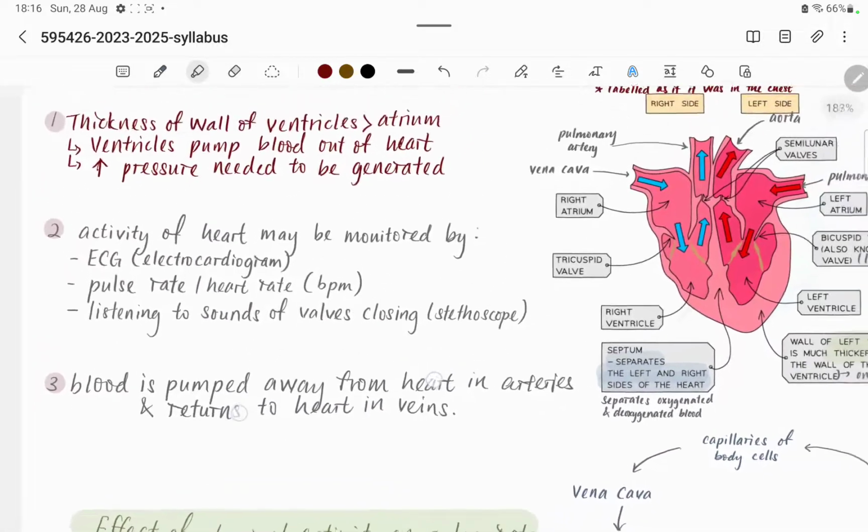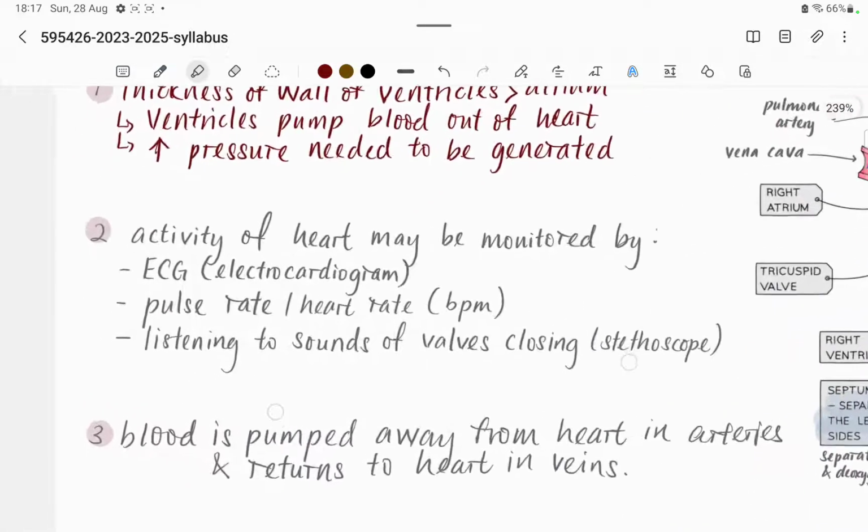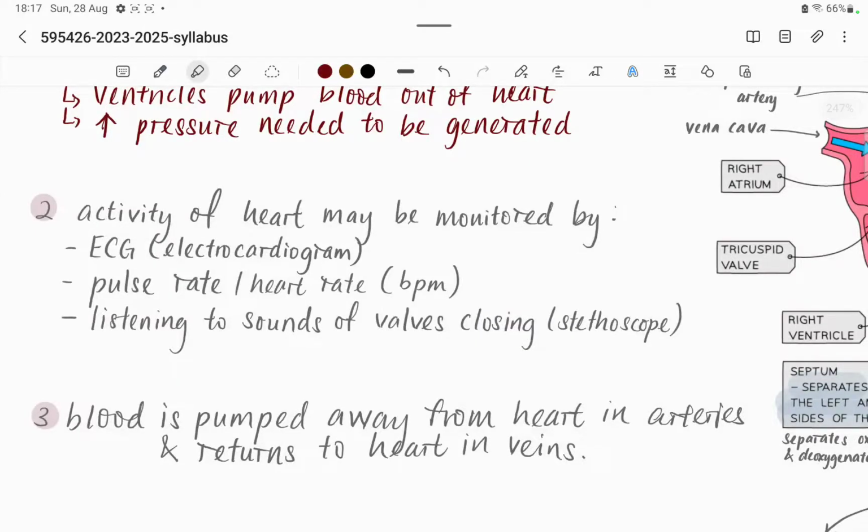Okay, the activity of heart, you have 3 ways to monitor it. The first one is ECG, electrocardiogram. Second one is pulse rate or heart rate. This one is the unit. BPM is actually beats per minute. Third one is listening to the sound of valves close. This one you use stethoscope. Normally it's for doctors or medical staffs.